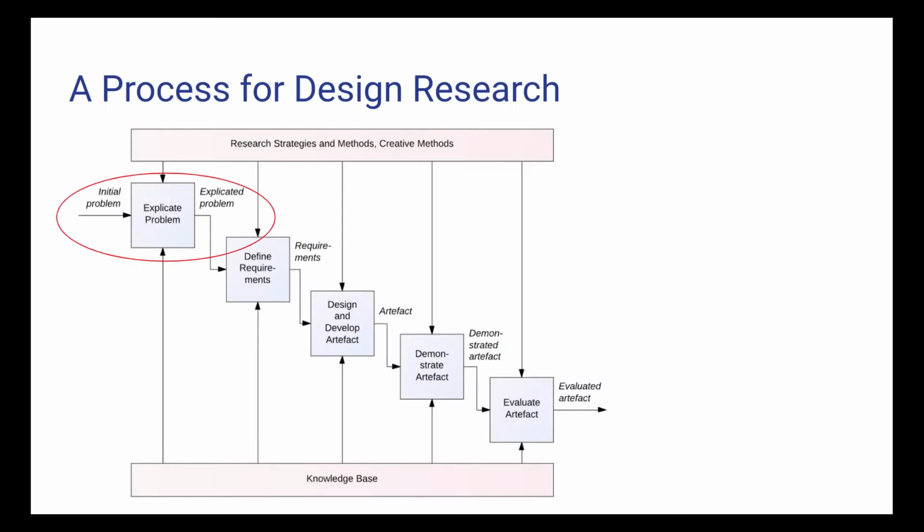Here is again a diagram of the design research process. We're going to look at the first activity here, Explicate problem, which is about investigating and analyzing a practical problem. And here you ask the question, what is the problem experienced by some stakeholders of a practice, and why is it important?